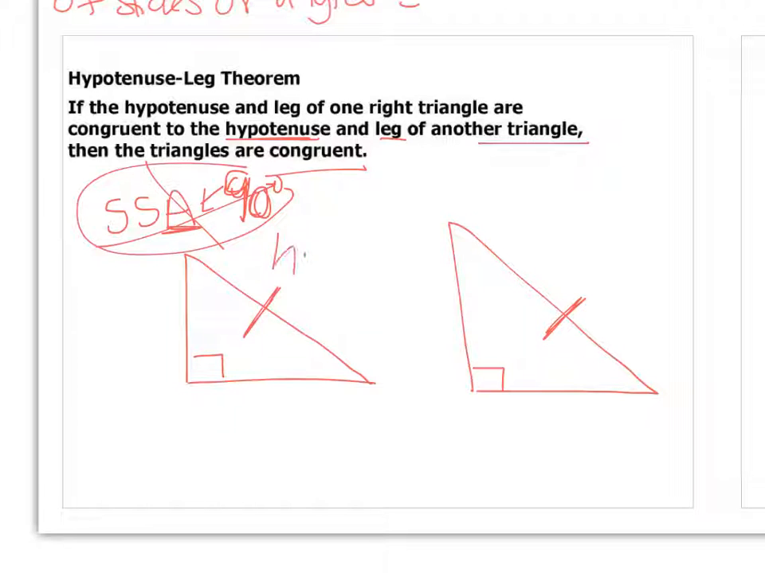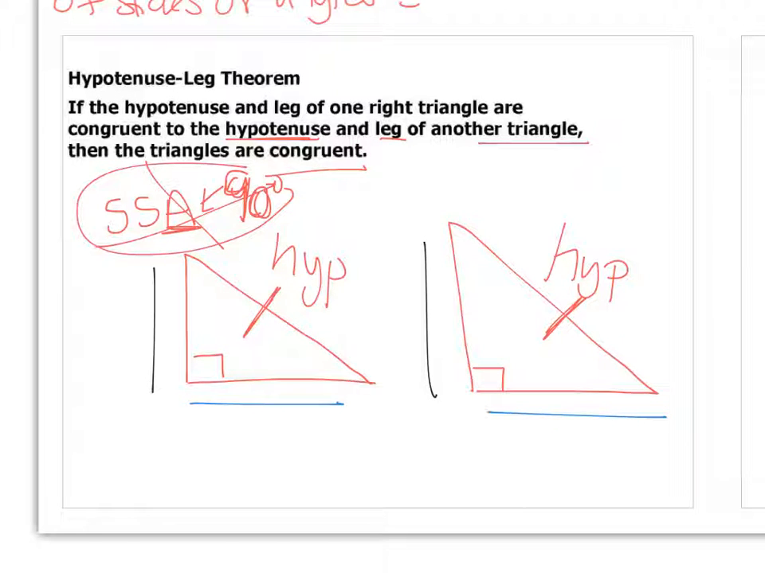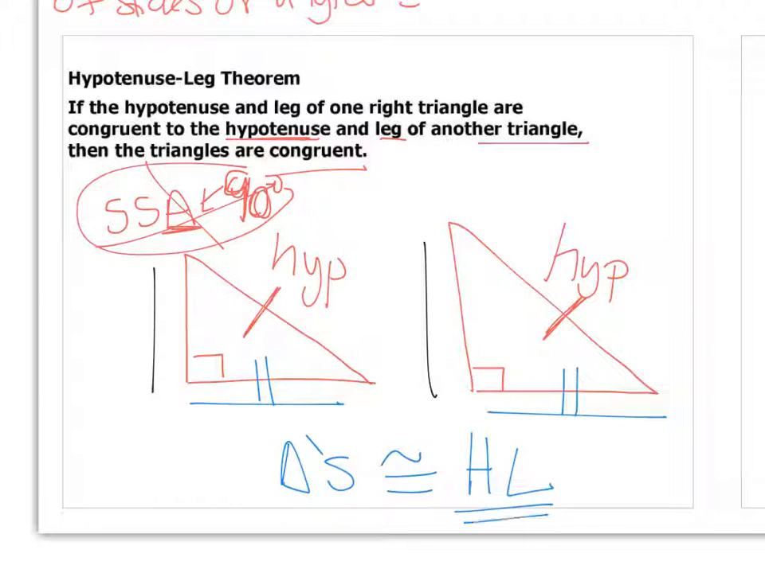So take a look. This is my hypotenuse. And then either leg has to be congruent. So it could either be this leg or this leg. It doesn't matter which one. So for this case, I'm just going to mark this angle. So I know that these triangles are congruent because of HL, hypotenuse leg. Remember, this only works in right triangles.